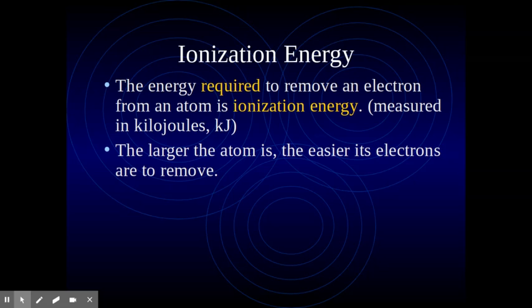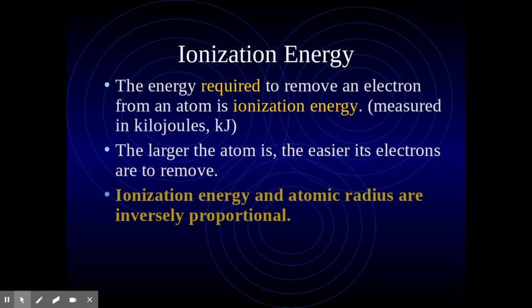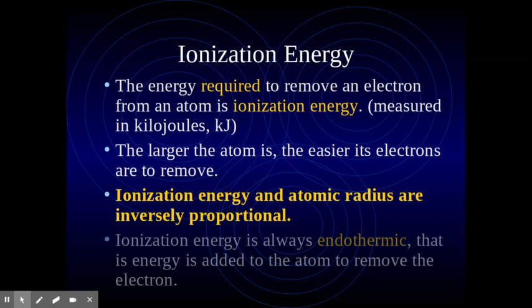The larger the atom is, the easier its electrons are to remove. So this sort of goes with the shielding effect I just talked about. The bigger something is, the farther away that outer electron is, the less it's pulled on by the nucleus, and the easier it will be to steal, right? So ionization energy and atomic radius are inversely proportional. If your atomic radius is large, it takes a small amount of energy to steal the electron.